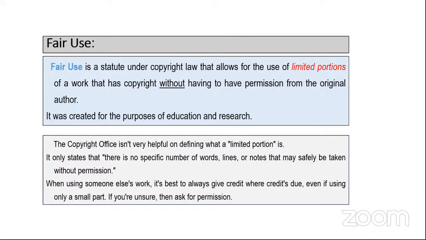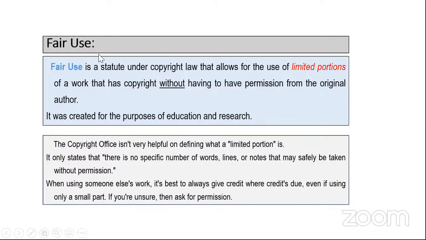Fair use is under copyright law and allows a limited portion of the work. But the difference between copyright and fair use is that copyright allows you to completely safeguard your entire work. Nobody can steal even a small part or portion of your work or research. While with fair use, which comes under copyright, you can take a very limited portion of the work that has a copyright without having to have permission. You do not need permission in this case, but you can use only a limited part of the work. That is called fair use.